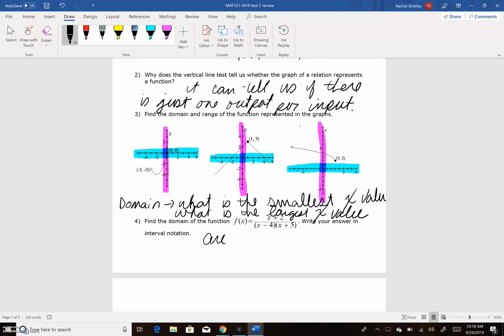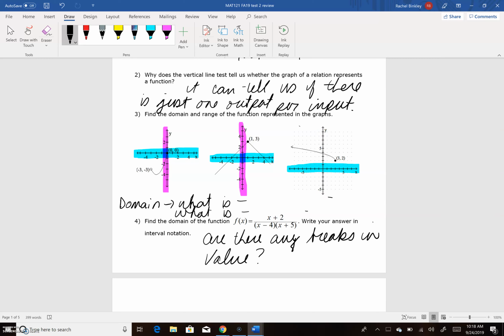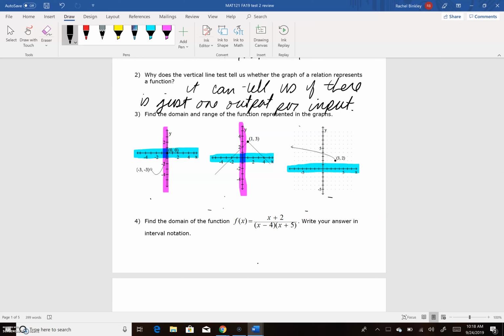I'm going to erase this, so write it down. Are there any breaks in x value? Okay, so I'm going to erase this, but I hope you wrote it down. Pause it and write it down. That's what we're going to ask ourselves. So here for the domain, and then for the range, you're going to say those same 3 things, except it's going to be for the y value.